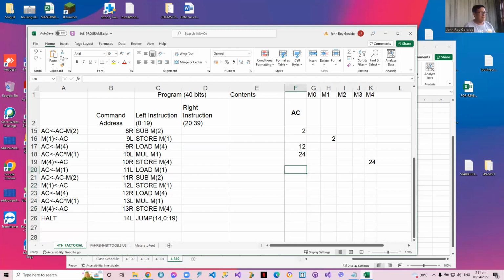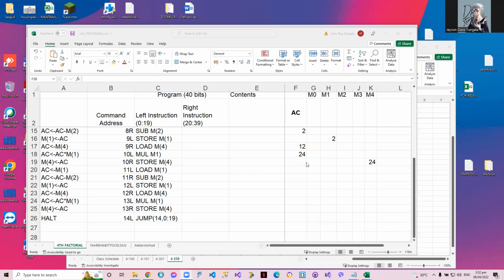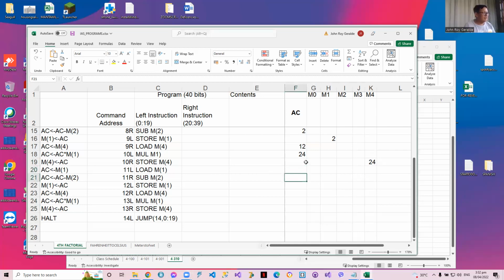Load M of 1. What will be this value? Who haven't I called yet? Jason Dave Tungala. 2, sir. Okay. Where are we? Here, load M of 2. So this M1 is 2. And M of 2, remember, is always 1. So when we say sub M of 2, what happens to AC? Kevin? It becomes 1, sir. It becomes 1, okay? And then we store it here, so this is our last multiplier.